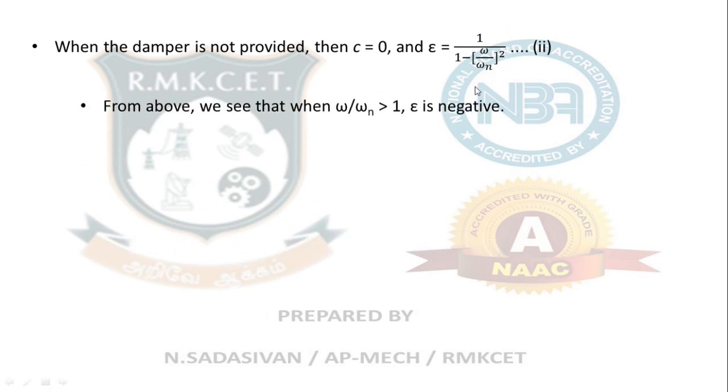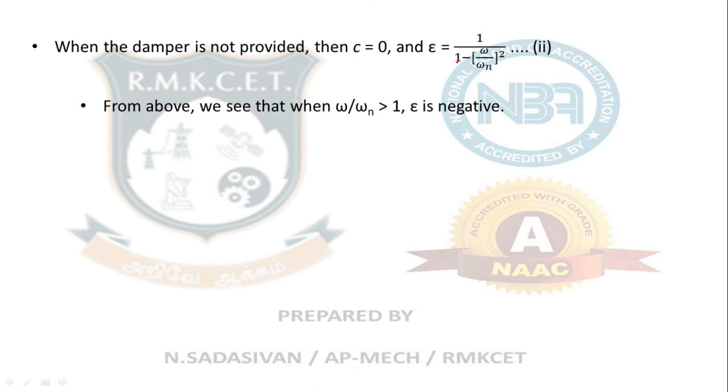From the above expression, we see that when omega by omega n is greater than 1, epsilon becomes negative. So in this expression, if this becomes greater than 1, you will get a negative value of epsilon. What is the meaning of this negative epsilon value? How could it be negative? I am applying 10 Newton force. How can it be? The transmission should be at least 1%, not less than 1%. If you apply 100 Newton, at least 1% of the force should go to the foundation. What is the meaning of a negative epsilon?